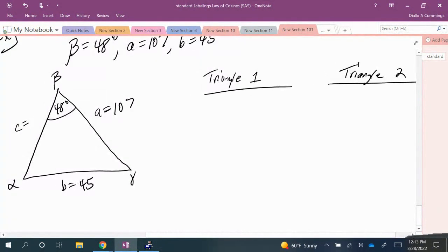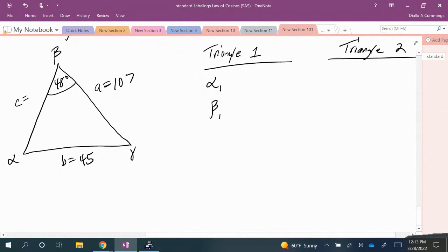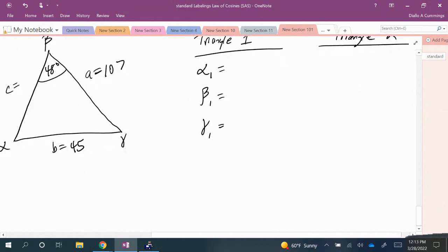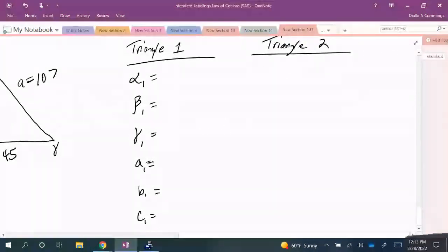All right, so for triangle 1, I have alpha sub 1, beta sub 1, and gamma sub 1. And I also have side length A sub 1, B sub 1, and C sub 1. For triangle 2, we're going to have alpha sub 2, and the subscripts just represent the triangles. Beta sub 2, gamma sub 2, and then we have A2, B2, and C2.